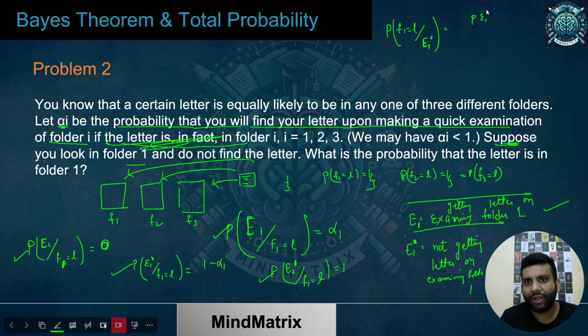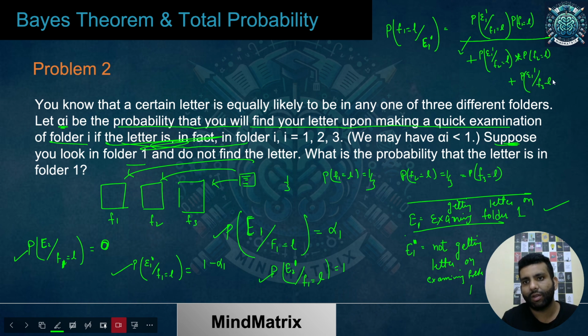Probability of E1 dash given F1 equals L into probability of F1 equals L, divided by the same quantity, plus probability of E1 dash given F2 equals L into probability of F2 equals L, plus probability of E1 dash given F3 equals L into probability of F3 equals L, because the letter can be in the first, second or third folder.